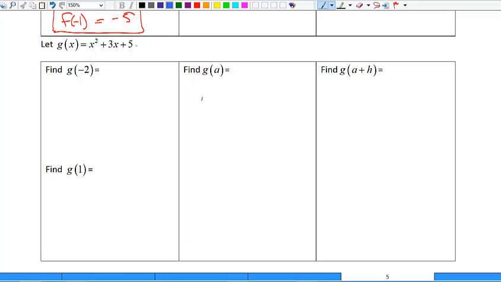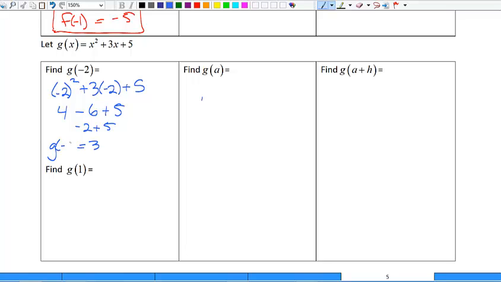So in here I have a quadratic function. Every time I see x, I'm going to take x out and replace it with -2. So I have -2 squared plus 3 times -2 plus 5. Evaluate that. I'm getting 4 minus 6 plus 5, -2 plus 5, or +3.